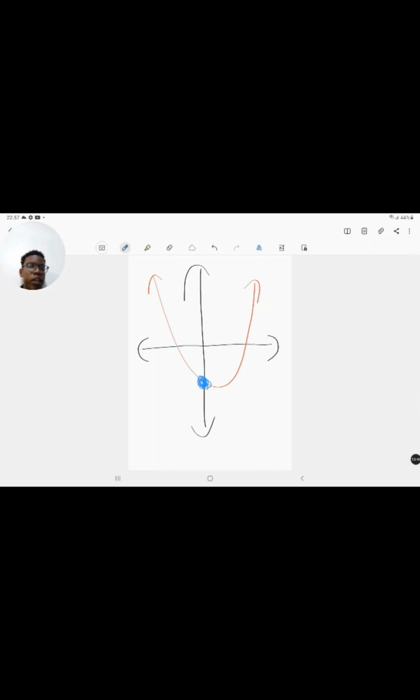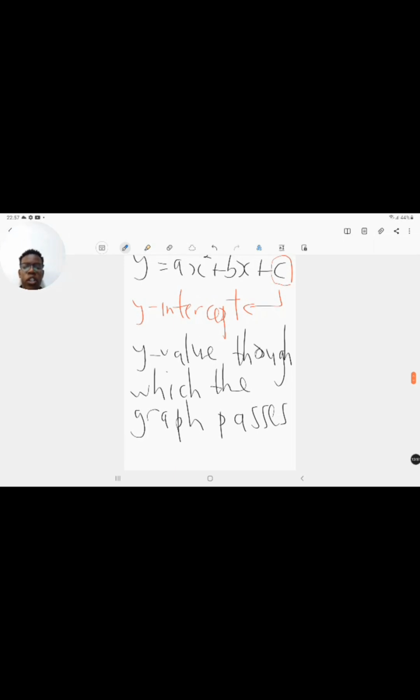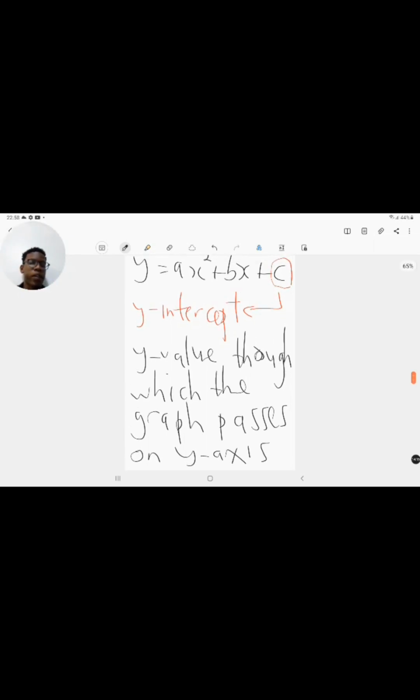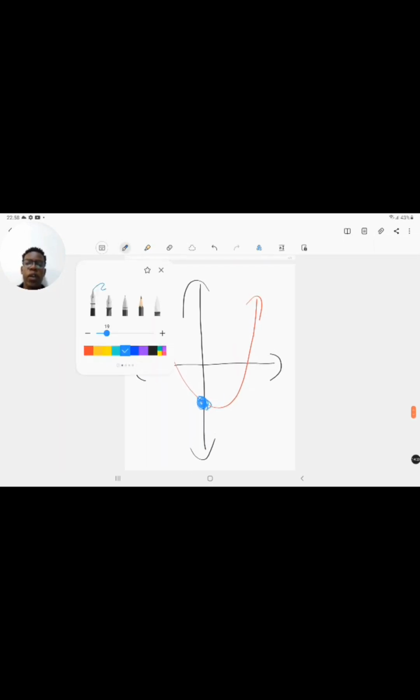Actually, what do I say here? It's the y value through which the graph passes on your y-axis. Okay, on your y-axis. So that completes the definition. So when you look at that, you can immediately see that the y-intercept is that value there.